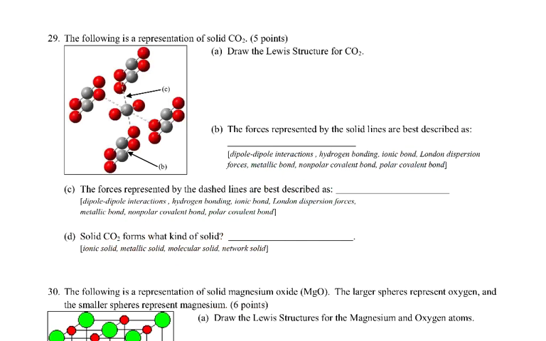Okay, going to 29. The following is showing CO2. Draw the Lewis structure for CO2. Carbon can make 4 bonds. Oxygen can make 2 bonds. Now you can go through all the structures of that, but we've made this so many times you should just have this memorized. The force is represented by the solid lines, like between the C's and the O's. Those are covalent bonds.